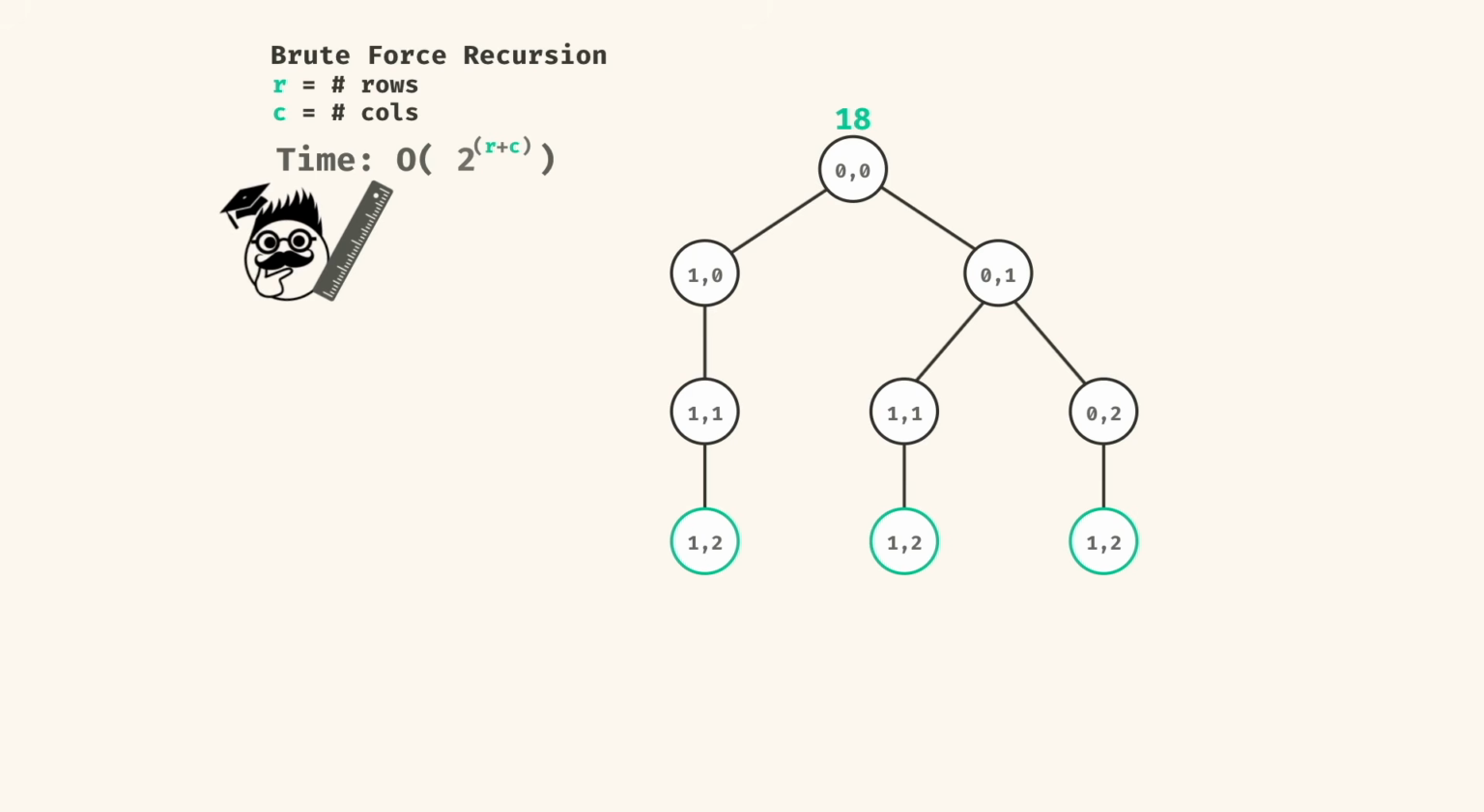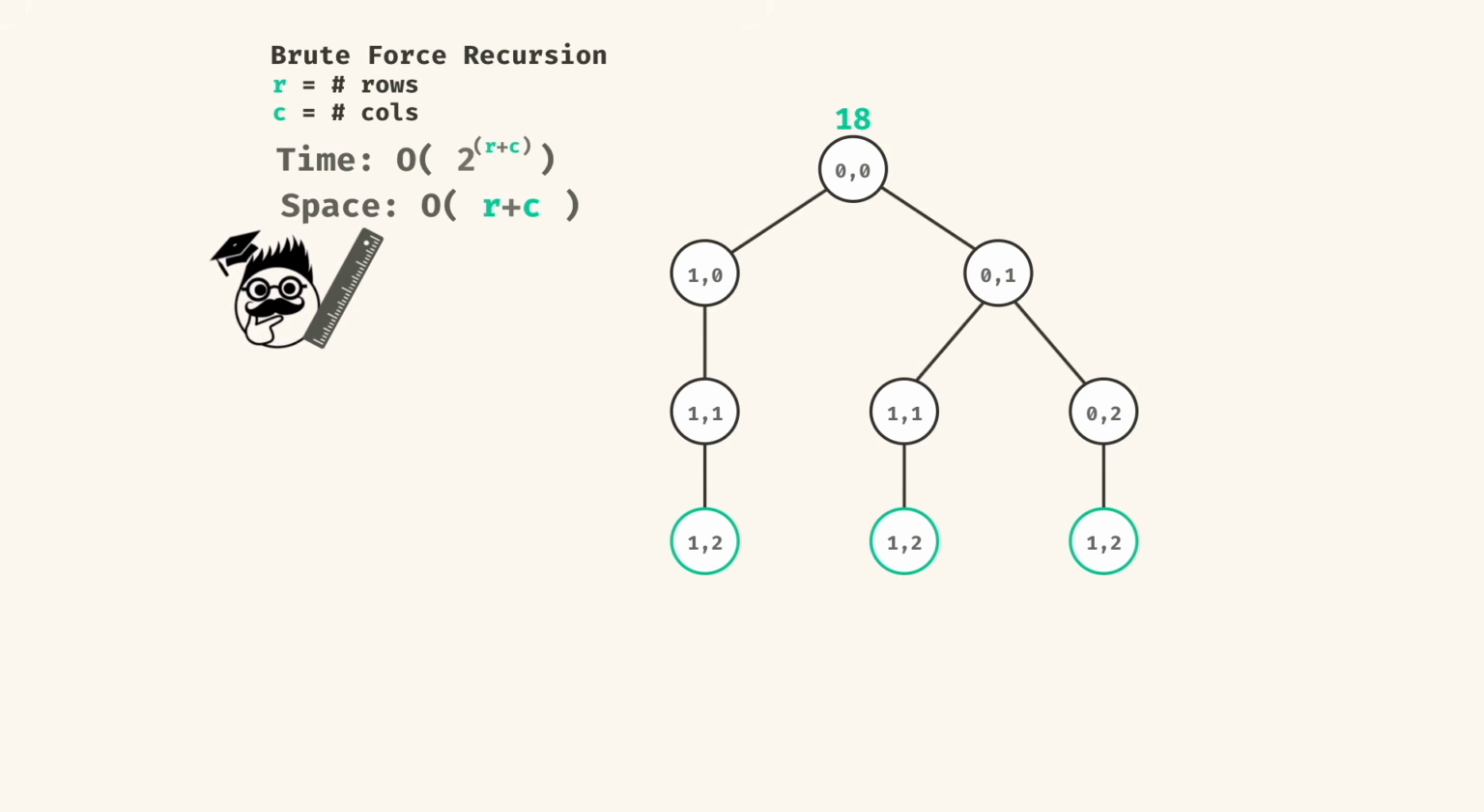And I make R plus C the exponent because that would be the height of this tree, right? That would be the length of any particular path. I know any path that travels from the top left to the bottom right must cover all of the rows, R, and all of the columns, C. And so the entire path length would be R plus C.